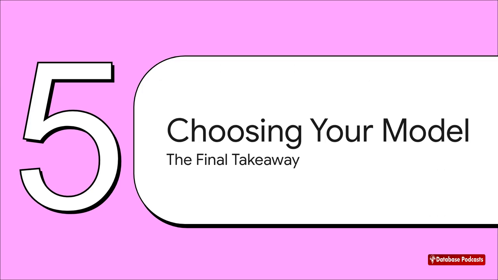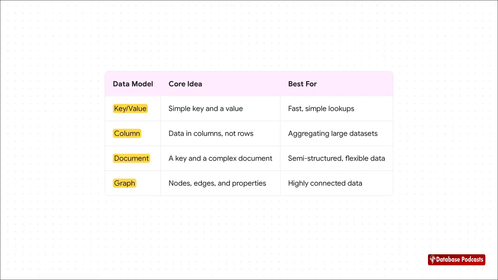Phew! Okay, we've gone from super simple pairs all the way to these complex webs of relationships. So let's wrap this up and get to the big question. How on earth do you choose which one is right for you? Here's the cheat sheet. Need lightning-fast simple lookups? Key value. Analyzing huge amounts of data? Column store. Dealing with messy, flexible data? Document store. And if it's all about the connections, that's a job for a graph database.